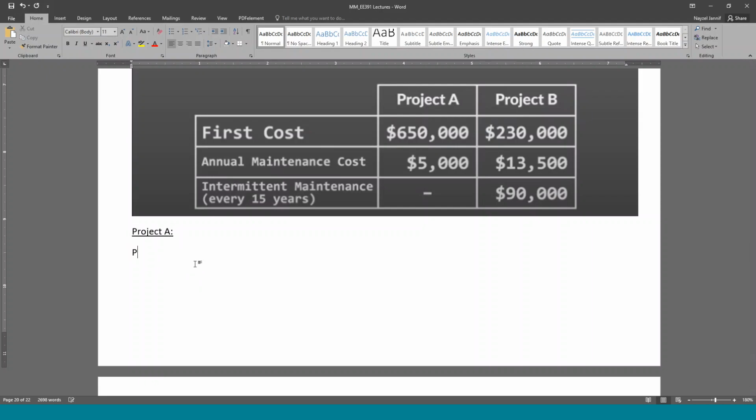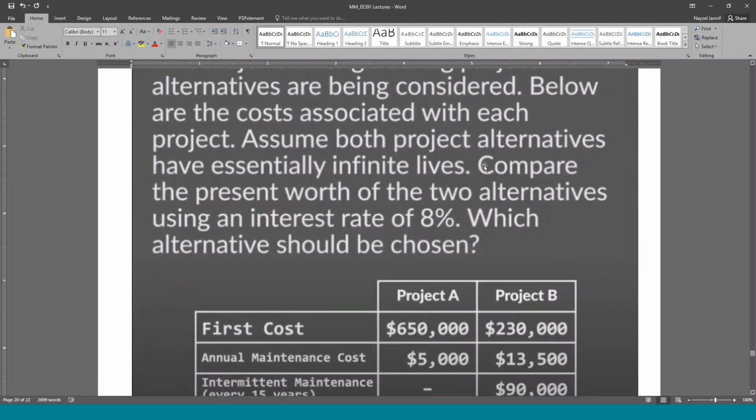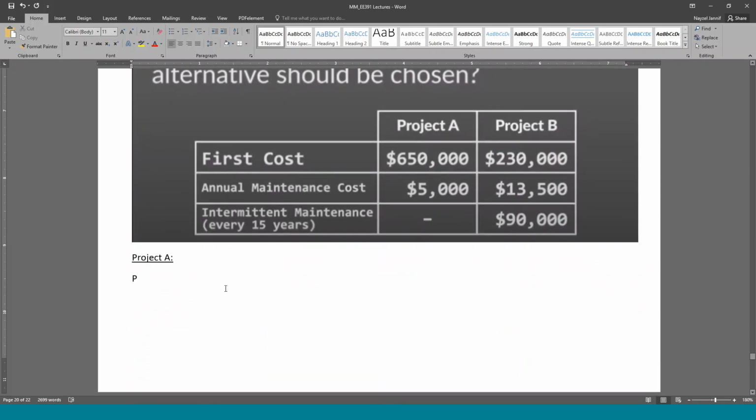You see, it's saying compare and find the present worth. When you see this word, present worth, it is actually the same as finding the present value of the expense.